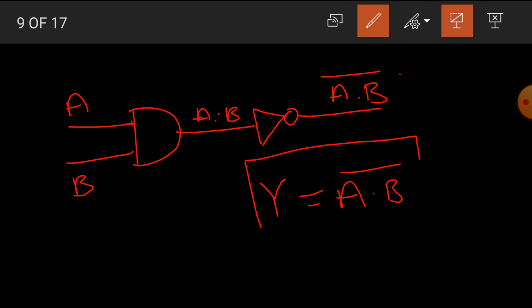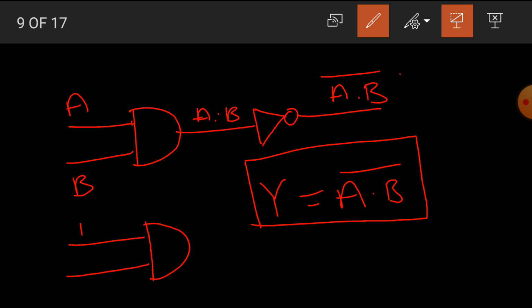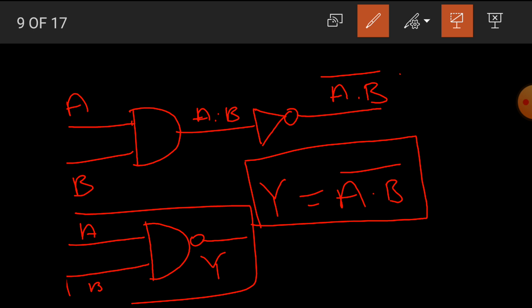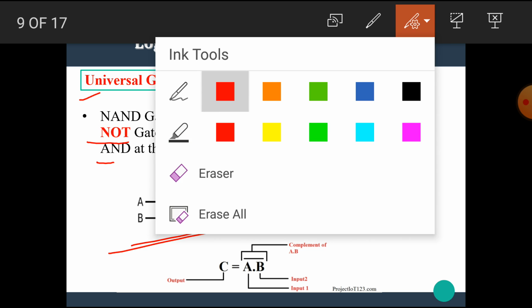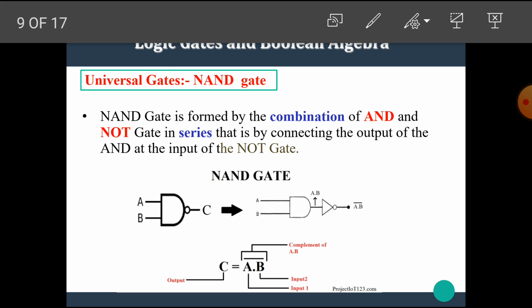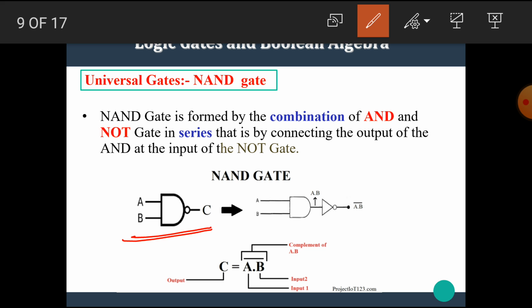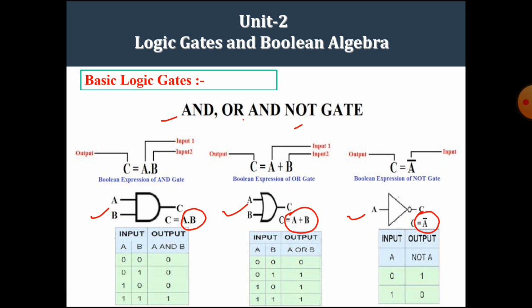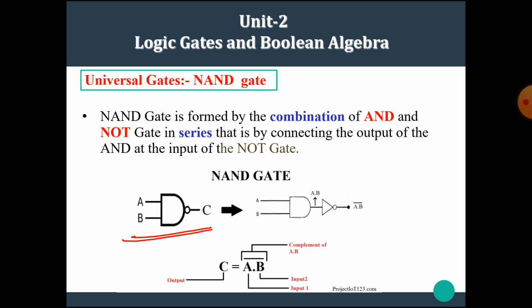This is the Boolean equation for the NAND gate, and its simplified symbol is such that this is the symbol of the AND gate, we know that, A and B. Place a bubble here. If we place a bubble here, then it becomes the symbol of the NAND gate. I hope you all understand. This is the symbol of the NAND gate, and its logic equation is (A·B) bar.